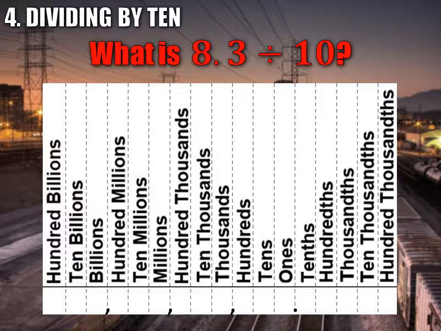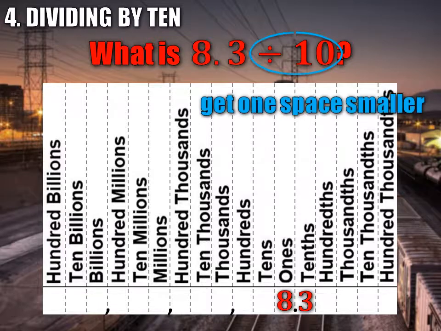This rule also works with decimal points. If we have the number 8.3 and we divide it by 10, the number will get one space smaller. And so one space smaller than 8.3, we're going to move it over. It's 0.83. The number is one space smaller.